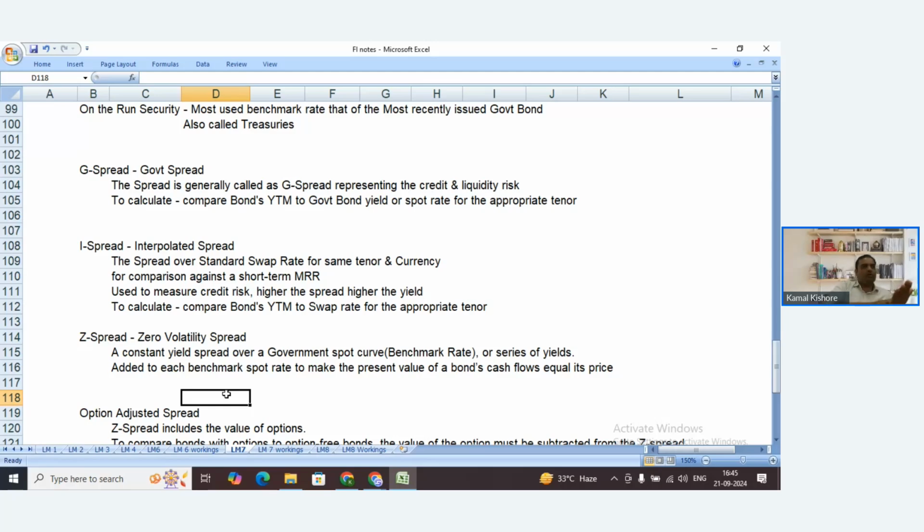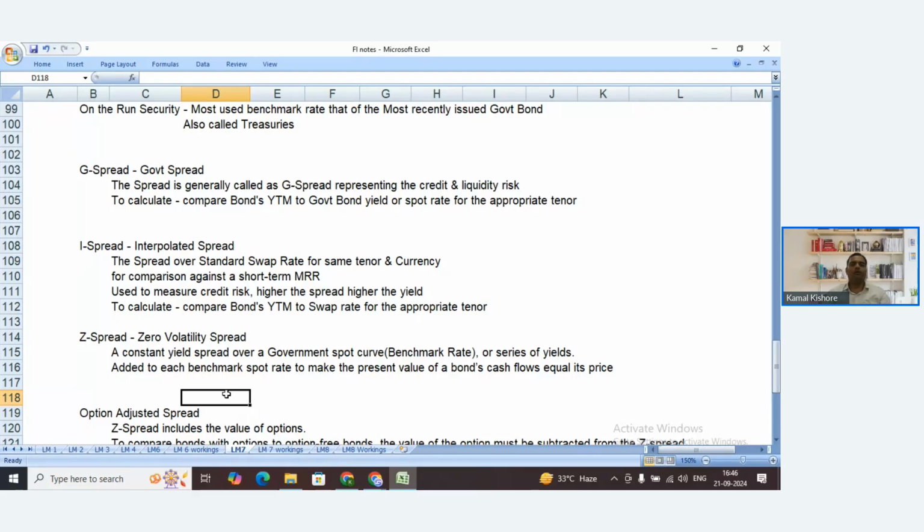But if I assume that my risk premium is 5%, I want 5% more than the government bond, then how should my interest rate curve look like? So for that graph, check in your material, Z spread. Once you see, you'll be able to understand. That one only. Done, zero spread.